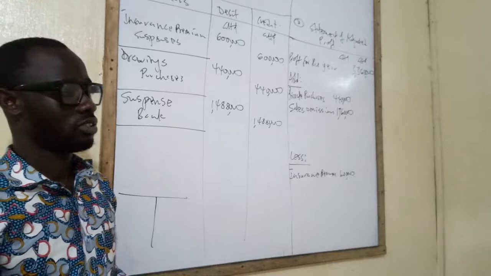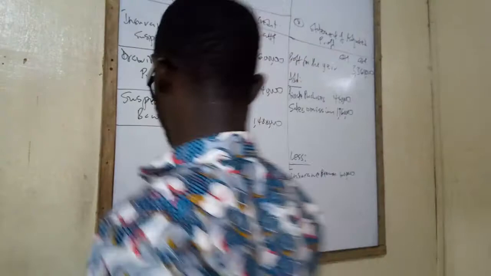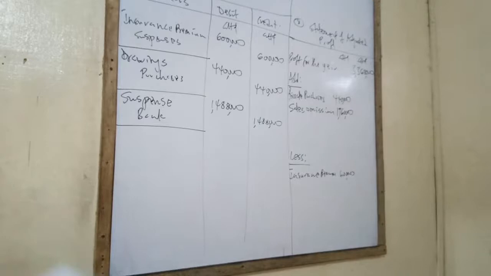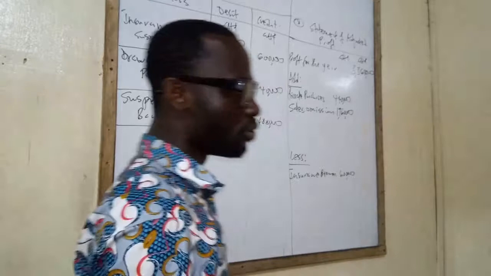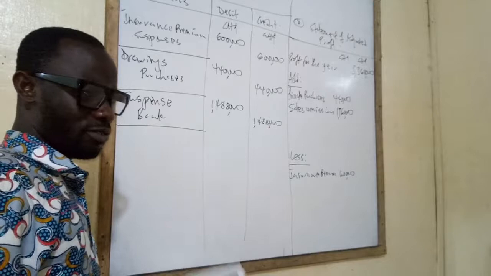But how do you correct that error? Which account do we debit, which account do we credit? The sales account, what balance does it keep? Sales account keeps credit. So if the sales account keeps credit and there was an omission and now we are bringing it, what do we do? And debit what?